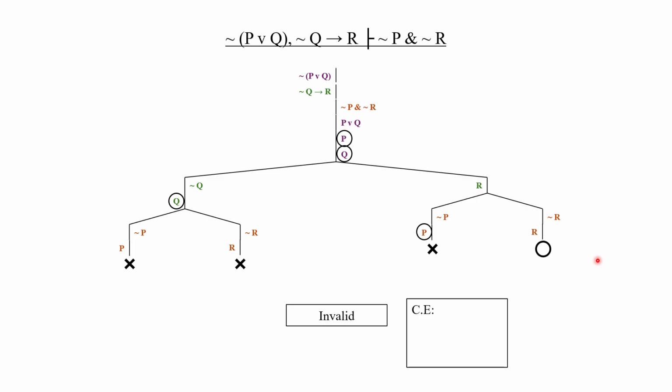And since you have an open branch, it's going to be invalid, and you're going to need a counterexample. So we're going to get our counterexample by just going back up the tree this way, and we're going to look for which side each of the letters are on. So my P is going to be up here, so that's going to be false because it's on the right hand side. My Q is also on the right hand side, so that's going to be false as well. And then my R is on the left hand side in both of these cases, so that's going to make it true. And so that's where we get our counterexample from.